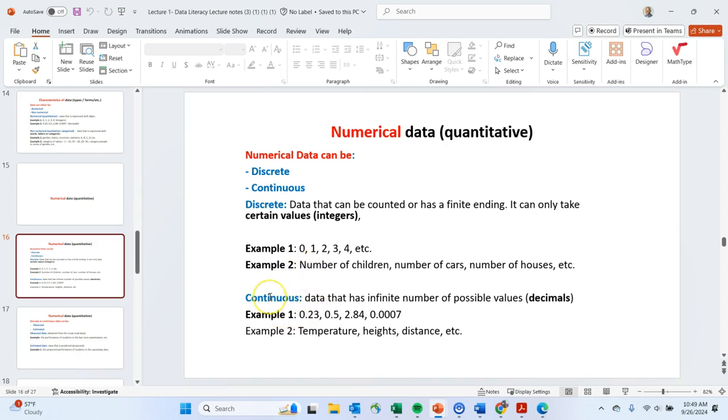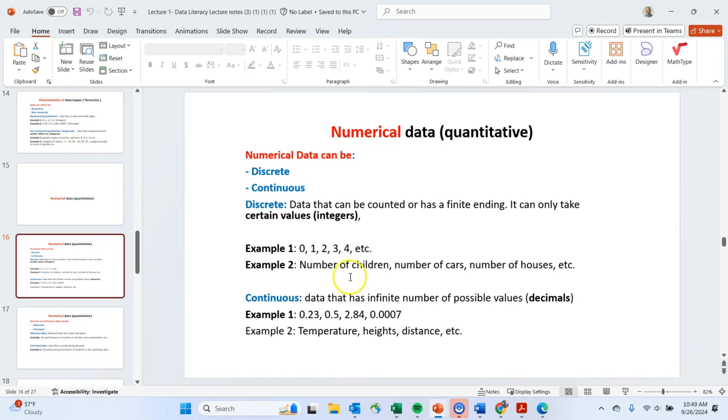Then we have continuous values which have decimals. Anything that can have decimals like temperature, heights, and distance are continuous. So it's important to differentiate between discrete and continuous values because measurements or statistical tools that we can use to analyze discrete and continuous can be different.